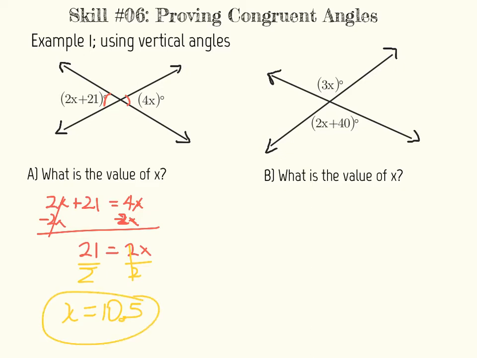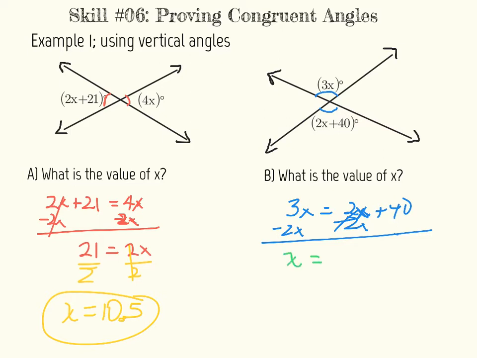The next one, we have one of the vertical angles equals 3x, the other one equals 2x plus 40, and we know they're set equal to each other, so we have 3x equals 2x plus 40. And I'm going to solve that. So subtract 2x from both sides, and I'm left with 3x minus 2x, which is just x, equals 40. So x is 40, and that's your final answer.